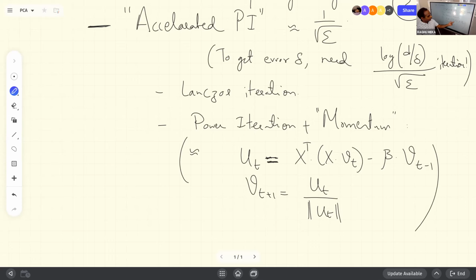So you update just as before in the power iteration, but then you add a term which depends on the previous iteration, right? Even in gradient descent, we said that when you take that into account, you can speed up the convergence. And the same thing can be made to work for power iteration as well. You have to choose beta much more carefully, but you can make it work, and it converges in 1 over square root epsilon iterations, which is very cool, right?